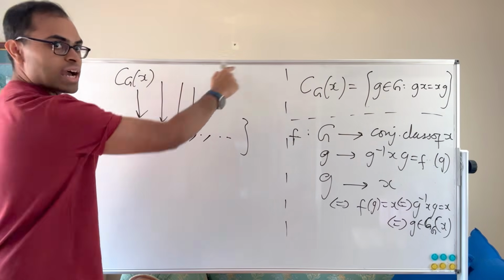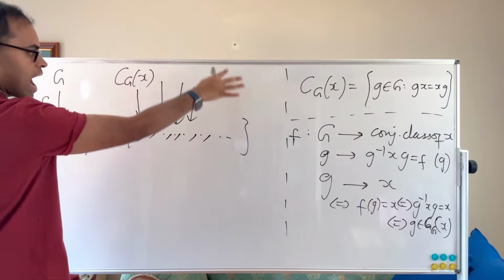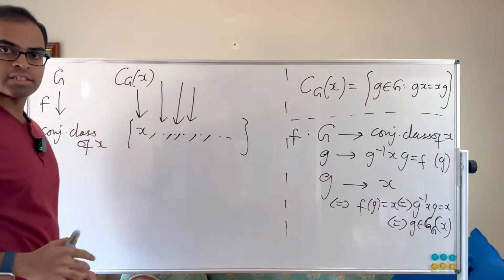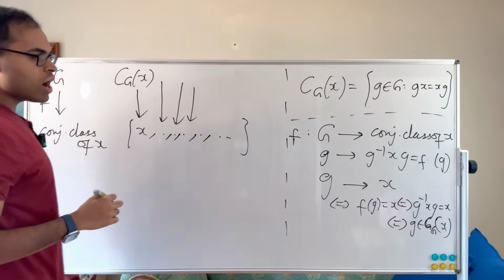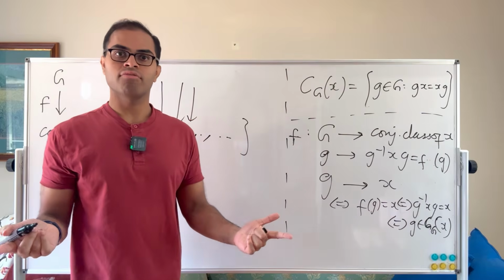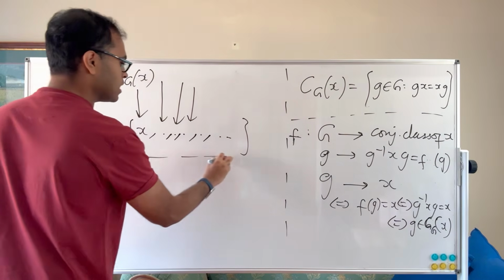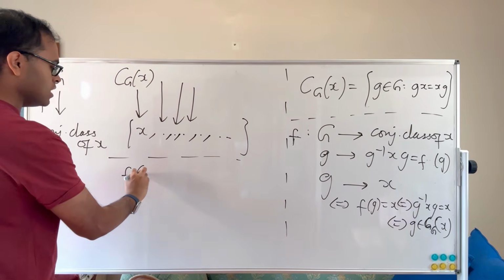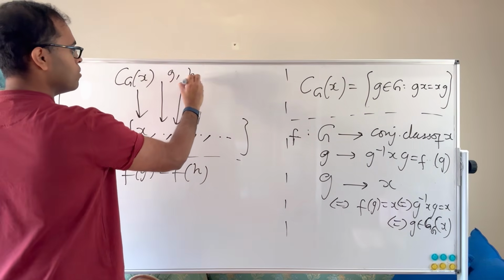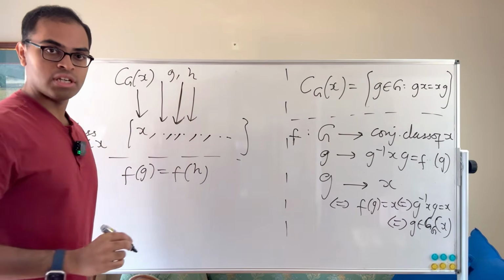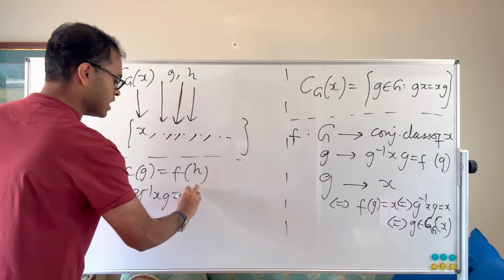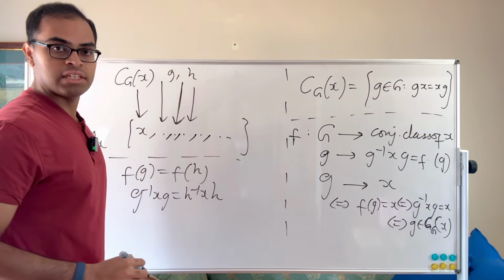We want to figure out what the sizes of all these things are, and then we want to add them up. We want to get a relationship between the size of the centralizer of x and the size of the conjugacy class of x. So we're going to see that right now. When is it possible for two things to get mapped to the same thing under f? f is not one-to-one, we've already seen that. When is it possible for f of g to equal f of h? Let's say g and h both map to the same element of the conjugacy class of x. That means that g inverse xg is h inverse xh. What relationship does that give between g and h?